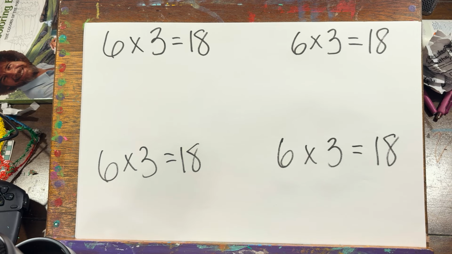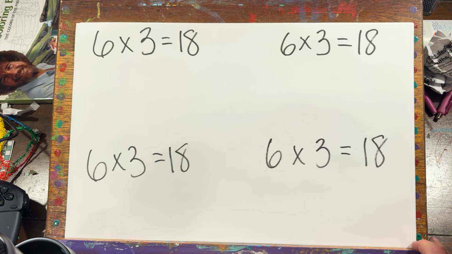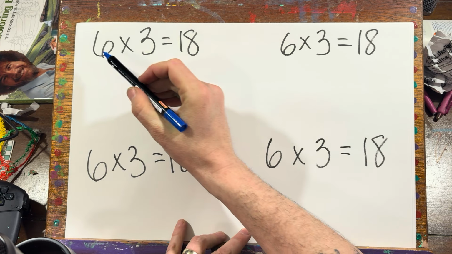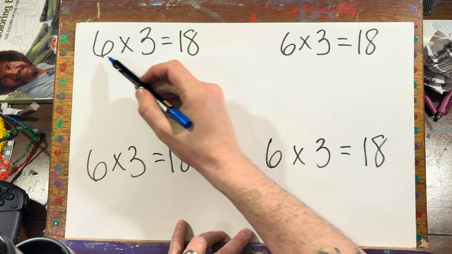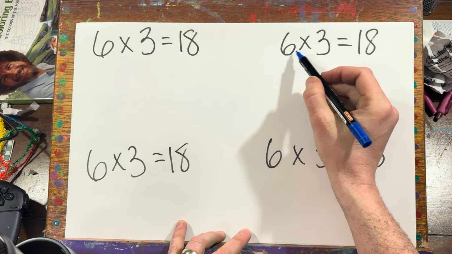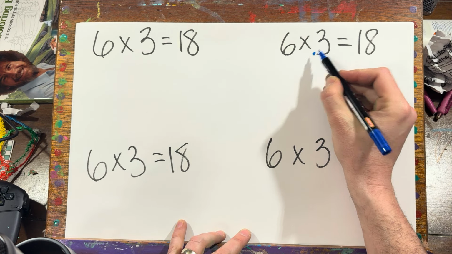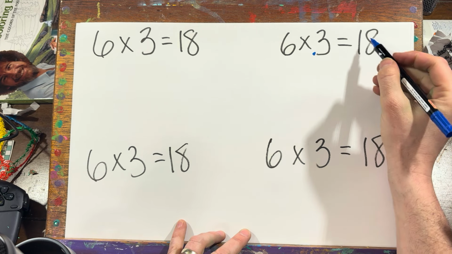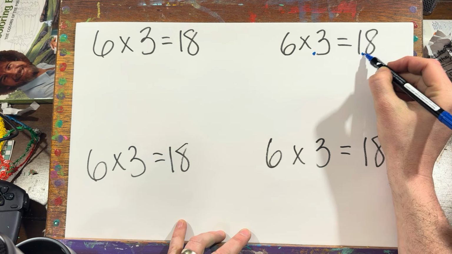Okay. I just wrote the same multiplication problem 4 times. Why would I do such a thing? Well, I'm going to show you something that we just discovered. We did first draw 6 groups of 3 and showed that that was 18. Then we did 6 groups of 3/10. And we learned that that was 1 8/10.